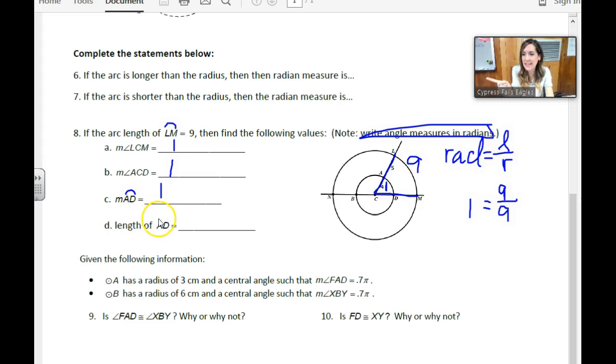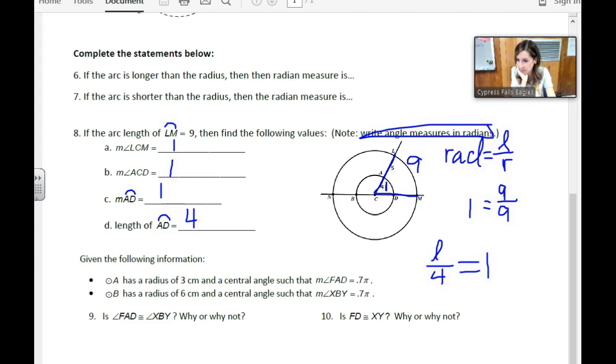And now, finally, it's asking for not the measure of arc AD, but the length. What is the distance from A to D? Well, if the measure of the angle, or the radian, measures 1, and we know it's L over R, we don't know the arc length. We do know the radius of that small circle. It's 4. What number would force that fraction to equal 1? What arc length? 4. Yeah. So the arc length has to equal the radius if we want the radian to be 1.